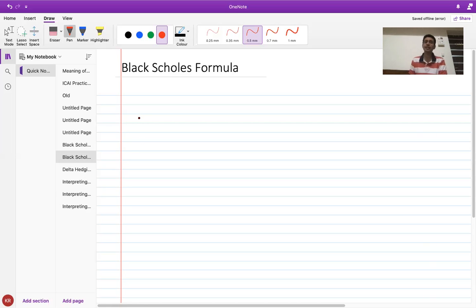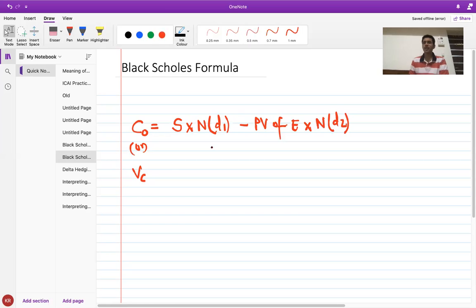Now I'm going to finally give you the formula of the Black-Scholes call option and put option. First, let's start with the value of a call option. C0 is nothing but the value of a call option. C0, or value of call, can be denoted as VC, is spot price into ND1 minus present value of exercise price into ND2. It is spot price into ND1 minus present value of exercise price into ND2.